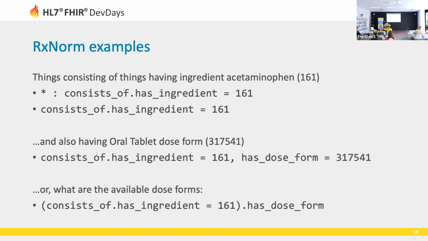So some examples. So this example here, you've got the star colon version as well. All the things that consist of something that has an ingredient equal to 161, which is acetaminophen. If you also want to make sure that they have oral dose form, you can do a conjunction. So that's what the comma is. So that also having oral tablet dose form. Or maybe you want to know what are the available dose forms for these products, so that you can populate a drop-down list and let someone choose.